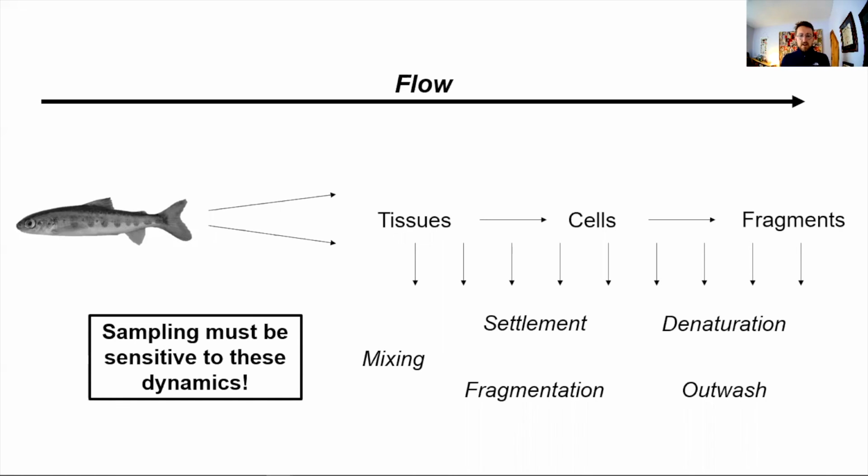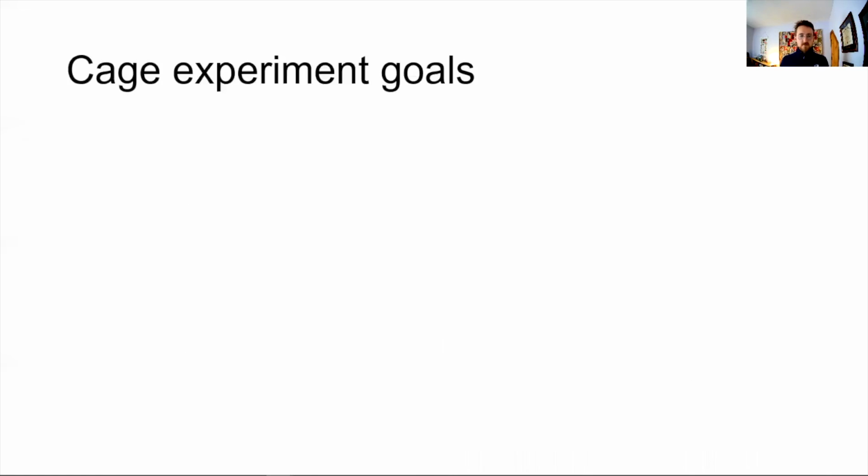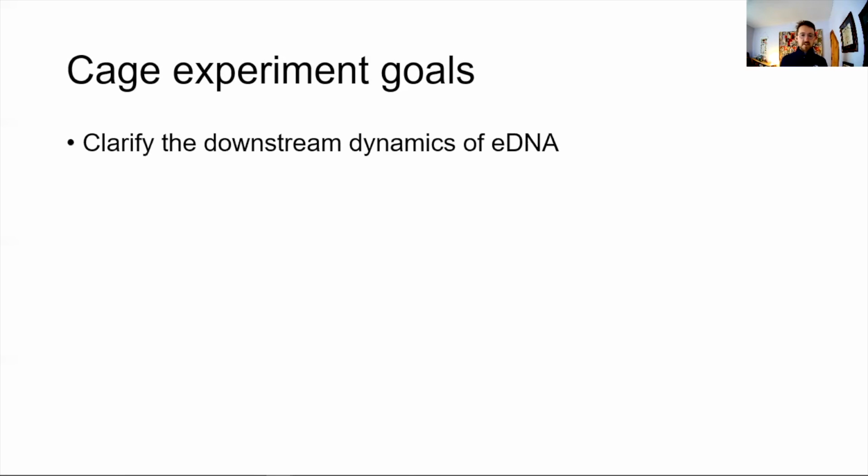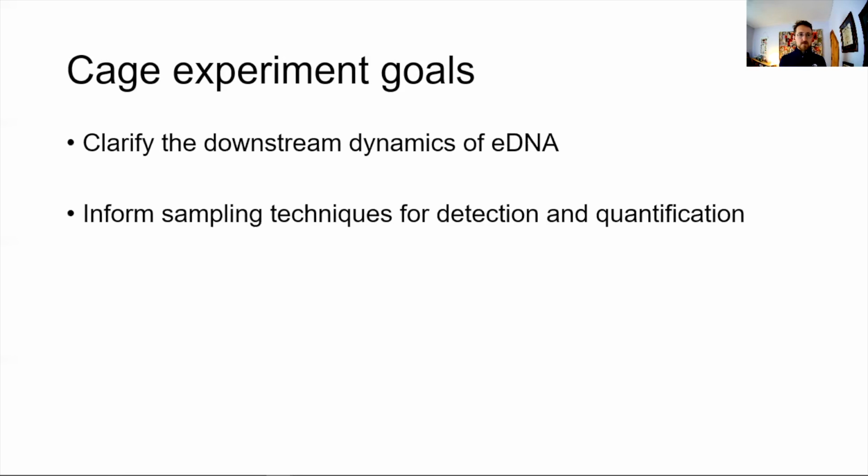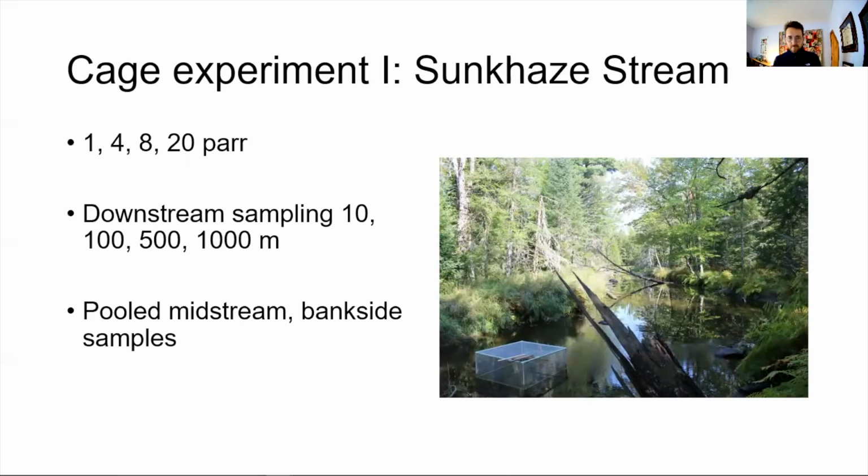Specifically, we have to understand these processes, or at least the general patterns of eDNA dynamics, if we're going to do accurate sampling for fish detection or quantification. So to try to understand these dynamics and patterns of eDNA, we ran a series of cage experiments, first in Maine, then in New Brunswick, again trying to clarify these downstream dynamics of eDNA with the end goal of helping us come up with good sampling techniques for detecting and quantifying fish using their eDNA.